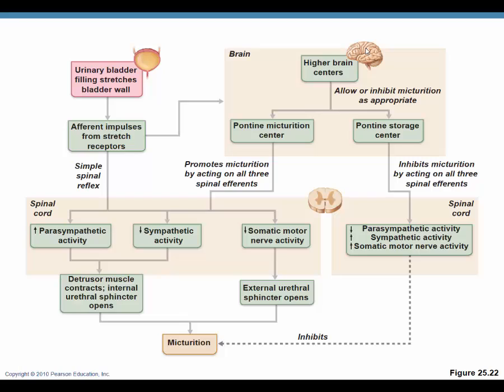This is definitely a reflex because as the bladder wall stretches, that causes action potentials to flow into the spinal cord, which travels through parasympathetic neurons and again acts on that internal urinary sphincter. But we can override that. So we don't have what we call micturition. Micturition is the fancy name for urination.